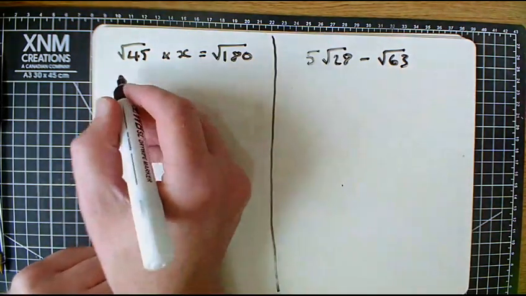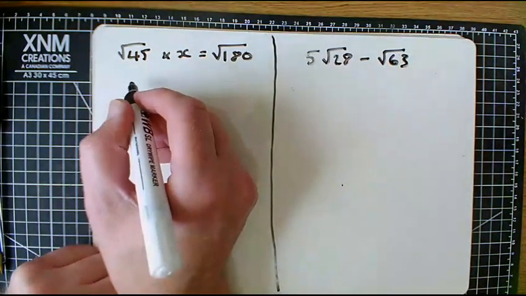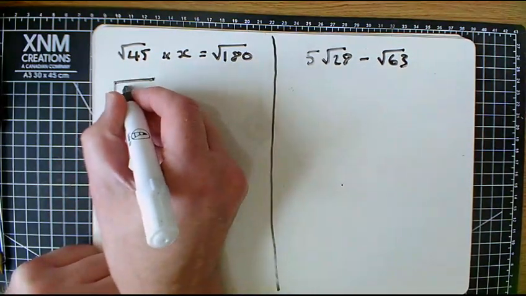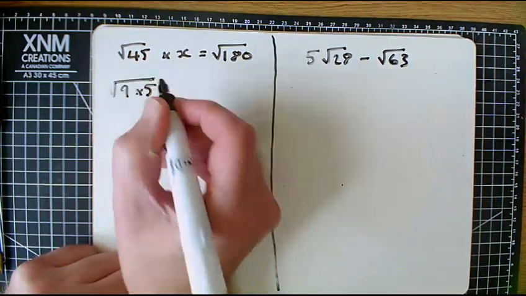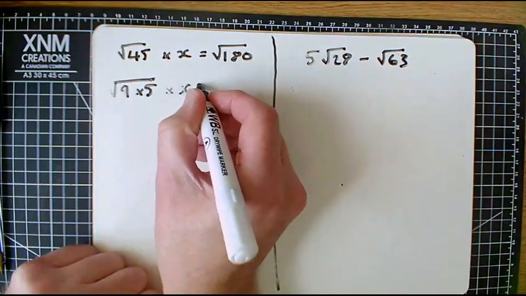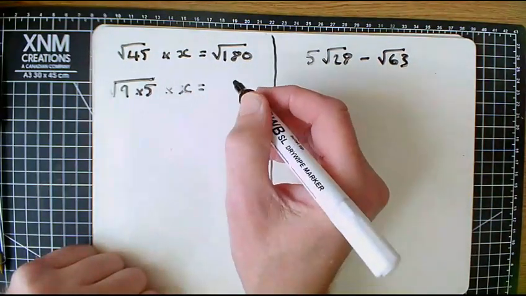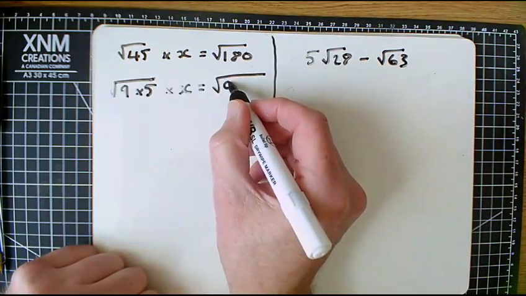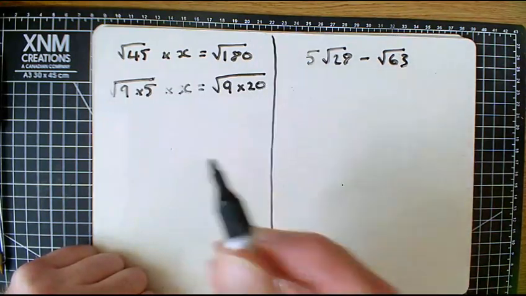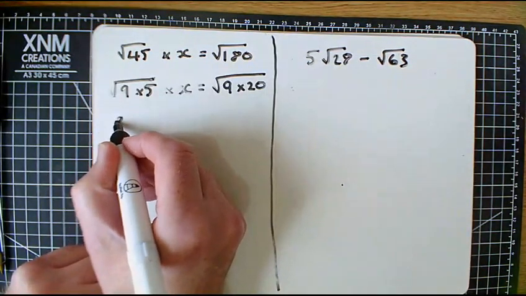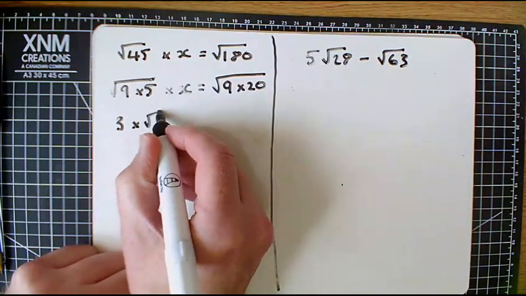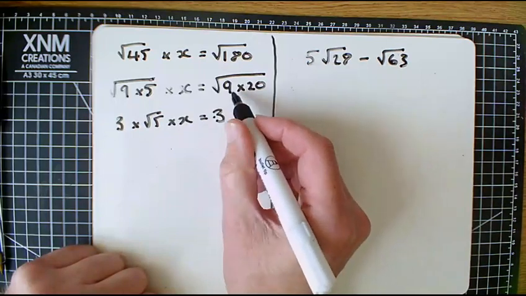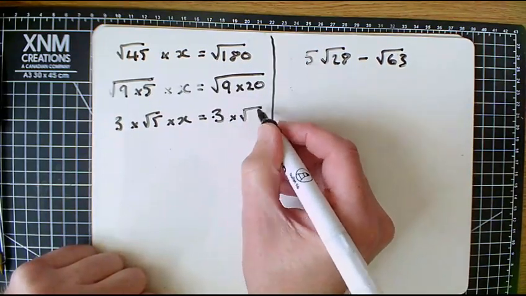Okay, let's try this then. Square root of 45 times x is equal to the square root of 180. Okay, so 45, if I think of some square numbers that make up 45, maybe 9 times 5 make up 45. And let's try and think of some numbers that make up 180. How about 9 times 20? So the square root of 9 is 3, times the square root of 5, times x is equal to 3, which is the square root of 9, times the square root of 20.